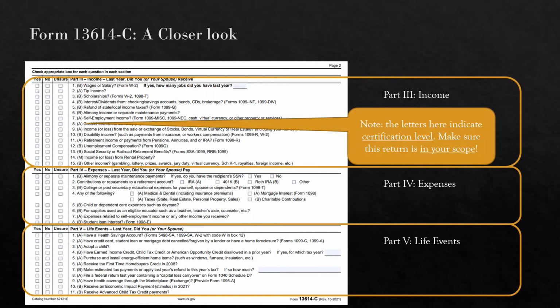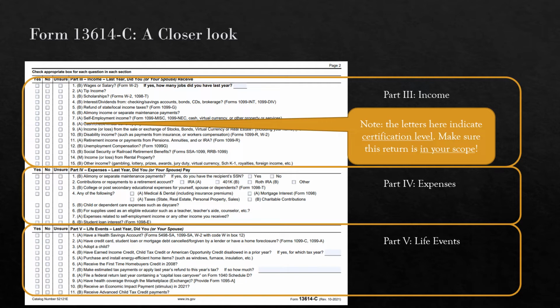I also want you to note that between the ordinal number of each question and where the question actually begins, there's a little letter with parentheses around it. And these letters denote the certification level that a volunteer needs to have in order to be part of the process of that return. So A for advanced, B for basic, M for military. You need to make sure that before you are doing something with this return, whether it's preparing, whether it's answering questions, or whether it's doing a quality review, that this return is within the scope of your certification.